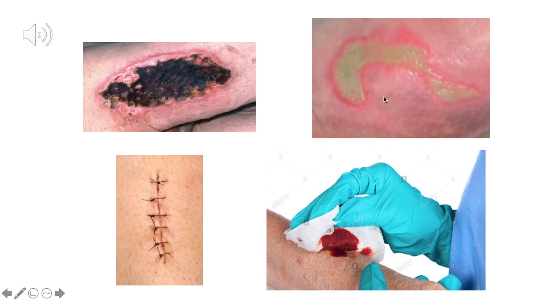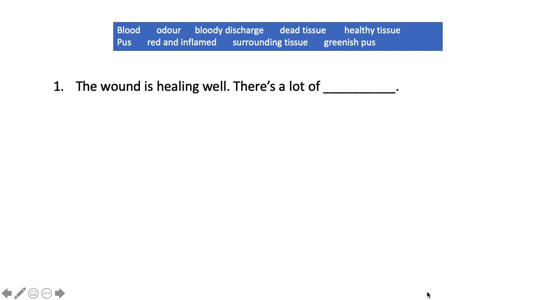Okay, so we could probably say that this is infected, right? Here we have the third wound. We can say that the stitches are healing well and the surrounding tissue is healthy and it doesn't smell. And here we have the fourth picture. We can say that there's a moderate amount of bloody discharge from the wound, but it doesn't have a bad odor.